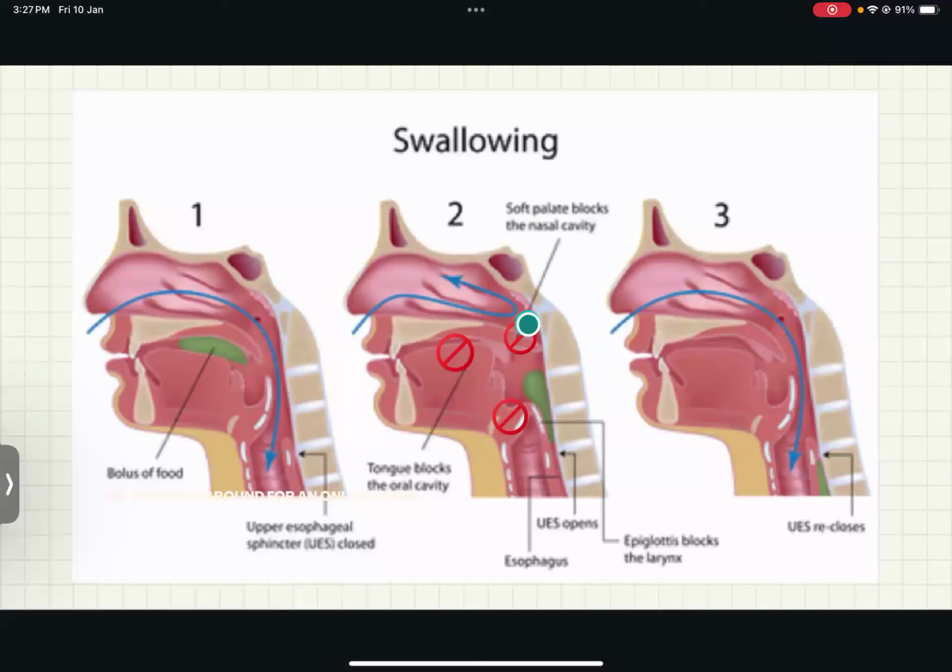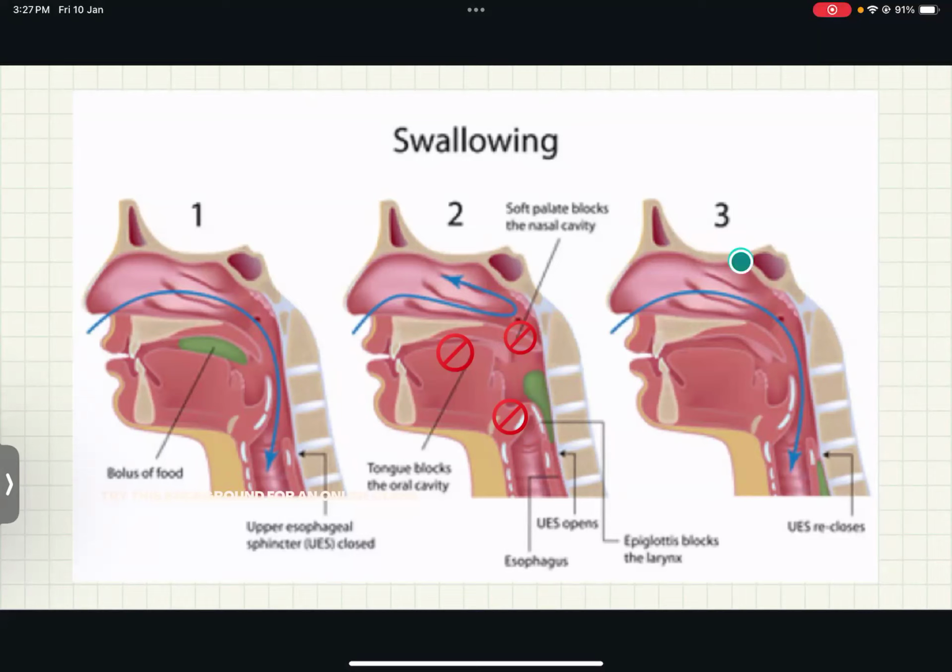So the soft palate blocks the nasal cavity in order for the bolus not to go up to the nasal cavity. I'm sure you guys have experienced this before when drinking water and laughing or something. It's really embarrassing, but the water does come out from your nasal cavity. So this is bound to happen if the soft palate does not block it. And the tongue blocks the oral cavity, as we said, to prevent the bolus from going back to the oral cavity. And the epiglottis closes the trachea in order for the bolus not to be aspirated through the trachea and the person would choke.